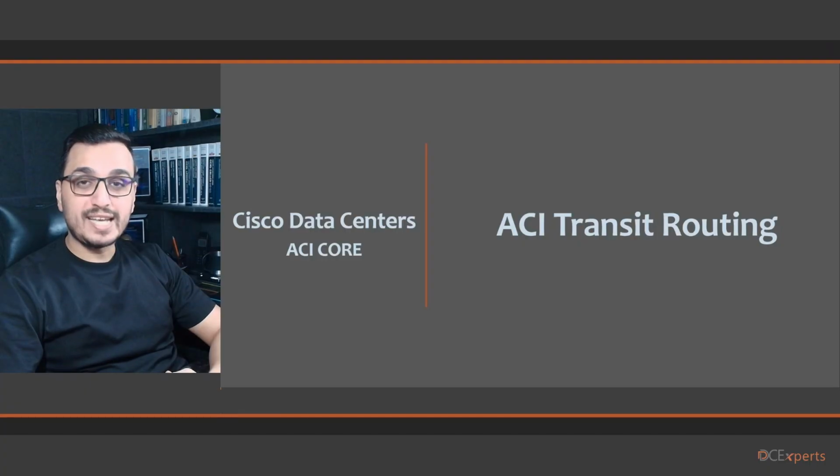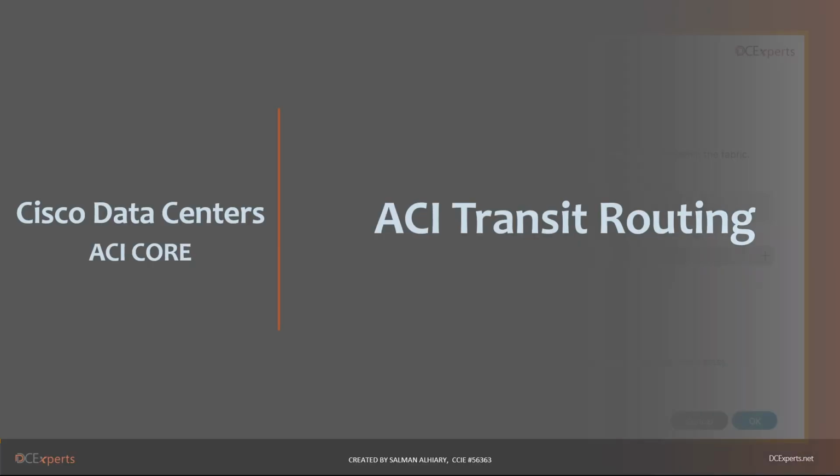To make Cisco ACI a transit network, you must explicitly tell the fabric's control plane to advertise external routes between L3 outs, using the export route control option. Let's see how it works.